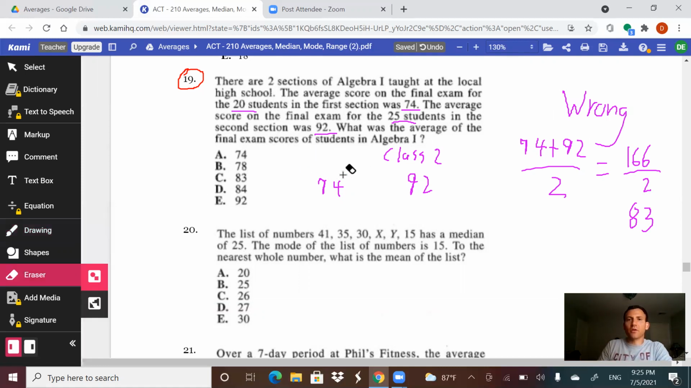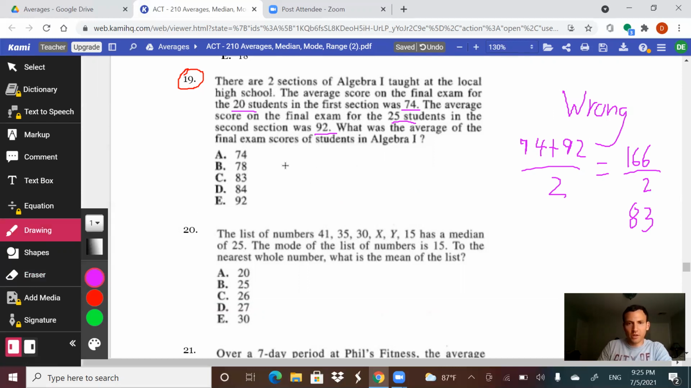The reason why that doesn't work, and this is also why you want to make this skeleton always, is that the average is going to be the total sum divided by the total number of students. You want to know the average per student. That will get you the average per student. Class 2 has more students. It is 25 students. So class 2 is going to influence the average a lot more than class 1.